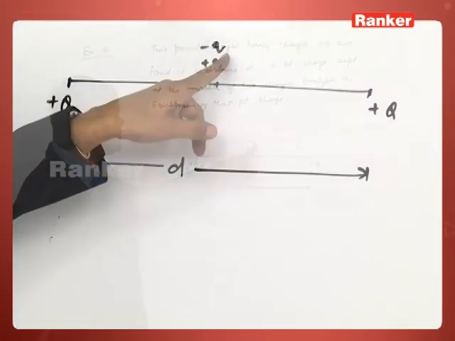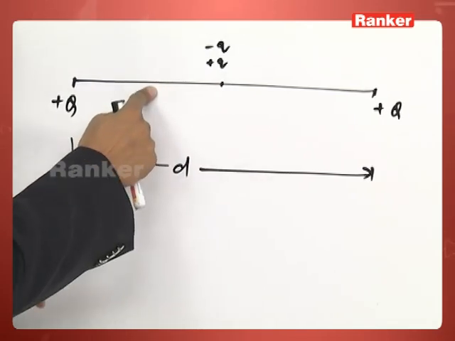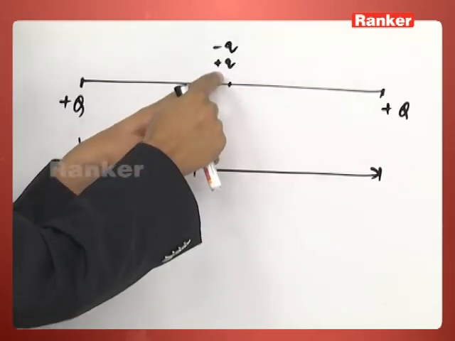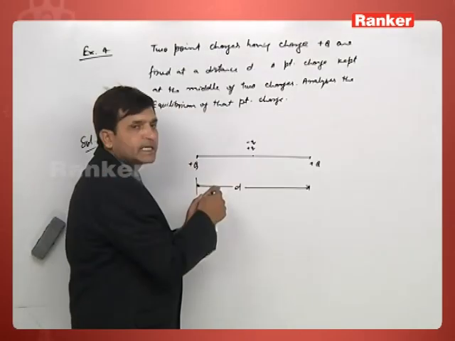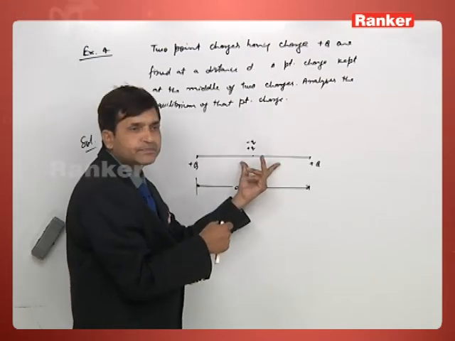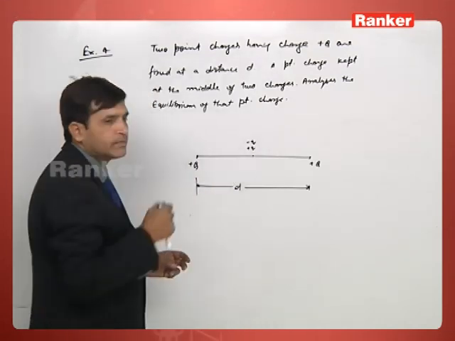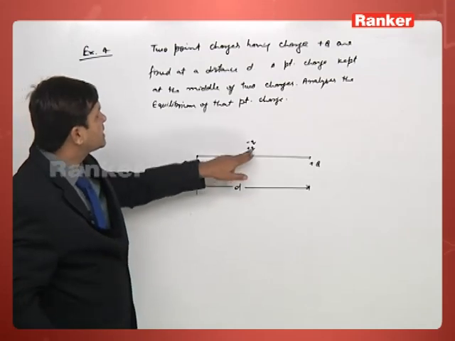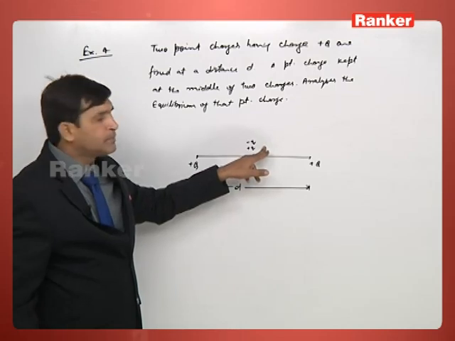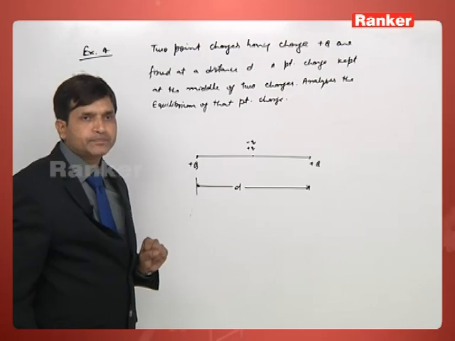Similarly, if it is a minus q charge, then the force of attraction is in this direction, and the other charge applies a force of attraction in this direction. Since this is placed symmetrically between the two charges, the magnitude of forces will be the same. Then also the resultant force will be 0. It means whether we put a plus q or minus q charge, in both cases the charge will be in equilibrium.